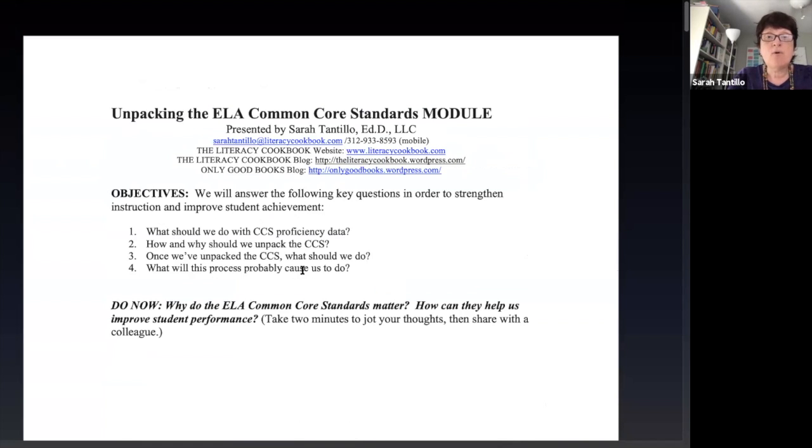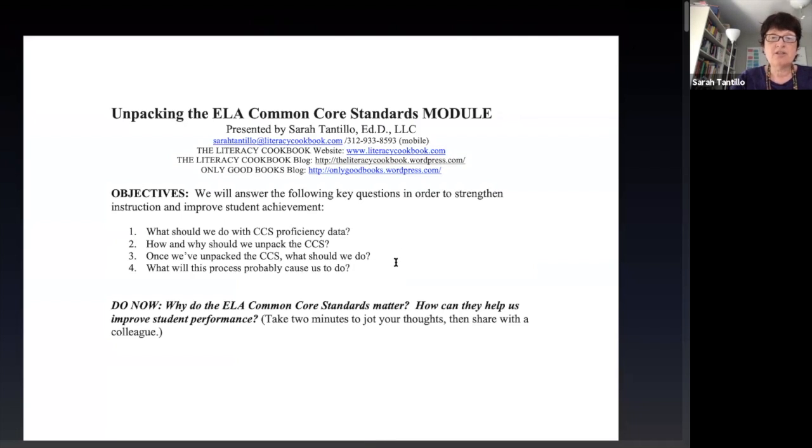So we've got 4 key questions that we're going to answer today. What should we do with Common Core Standards data once we have it? How and why should we unpack the standards? And then once we've unpacked them, what should we do? Finally, what is this process probably going to cause us to do?